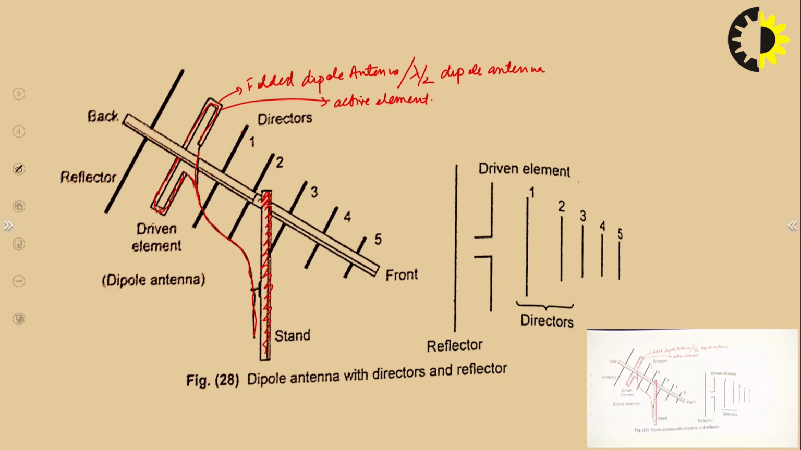And some metallic rods are also present in the front of this active element. These are known as the directors. You will see here that each director's length gets decremented with respect to its previous one, meaning the length of the director is less than lambda, and less than the active element, and this director length is also less than its previous one. This director length is also less than its previous one.